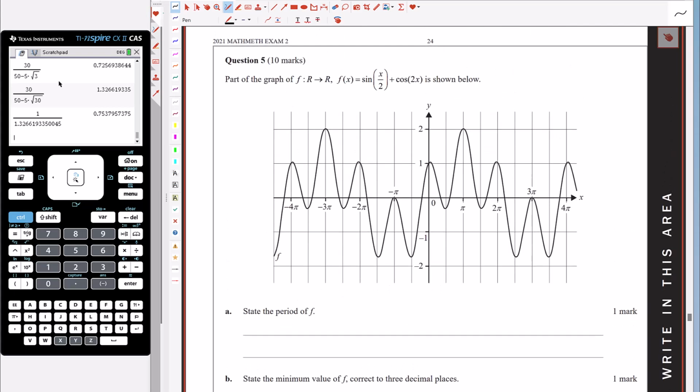Okay, and question 5, the final question on the exam. 10 marks, so about 15 minutes. I'm sure it will take longer than 15 minutes along with my explanation. Let's see how we go.